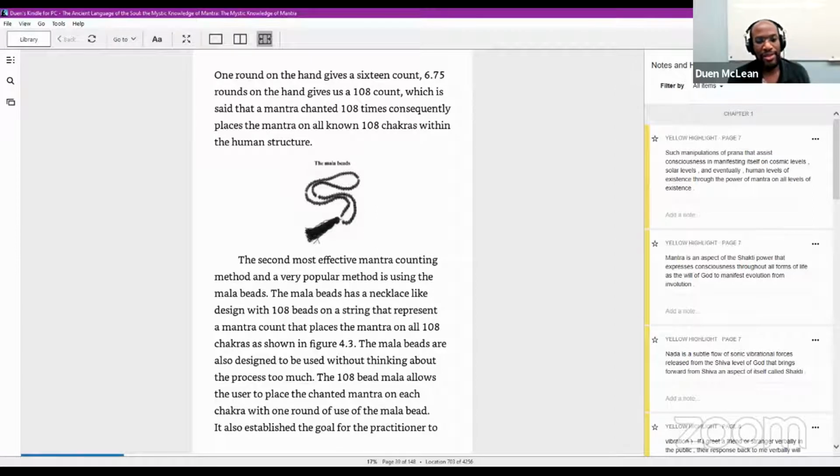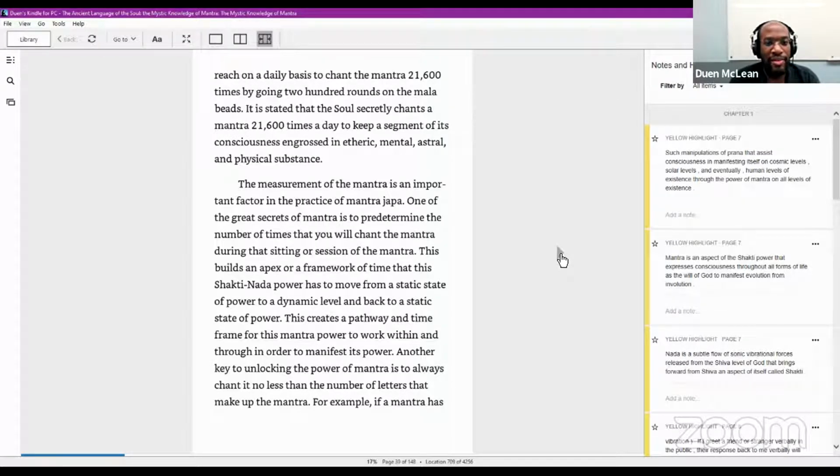The 108 bead mala allows the user to place the chanted mantra on each chakra with one round of use of the mala bead. It also establishes the goal for the practitioner to reach on a daily basis, to chant the mantra 21,600 times by going 200 rounds on the mala beads. It is stated that the soul secretly chants the mantra 21,600 times a day to keep a segment of its consciousness engrossed in etheric, mental, astral, and physical substance.